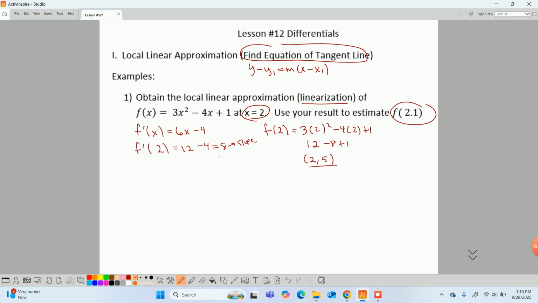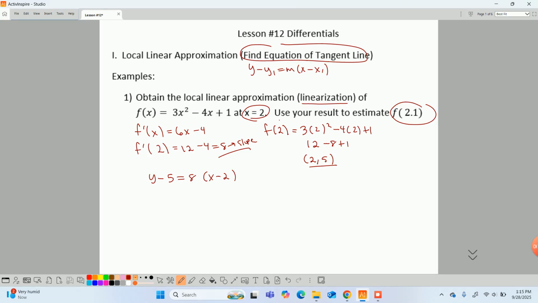So we have our point and we have our slope. With that, we can write the equation of the tangent line. So our equation is going to be y minus 5 equals the slope, 8, times x minus 2. All right, so this is the equation we want to use as our starting point.